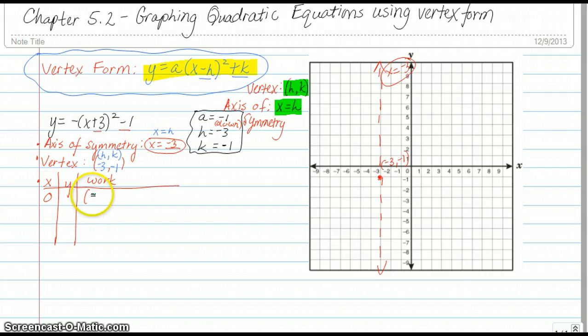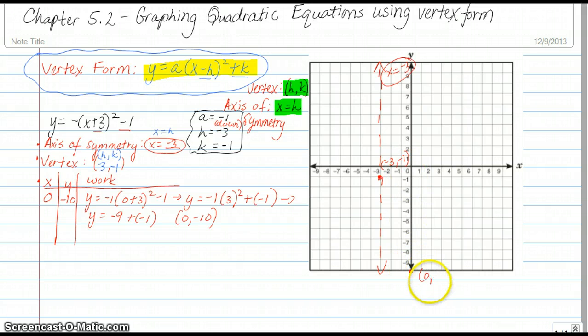So we're going to write y equals negative 1 times 0 plus 3 squared minus 1. Then we have y equals negative 1 times 3 squared. I'm going to change this to plus a negative 1. Then we've got y equals 3 squared, which is 9, times negative 1 is negative 9, plus a negative 1, which is negative 10. So 0, negative 10. We're going to plot that. 0, negative 10 will be right here. We're going to label it.